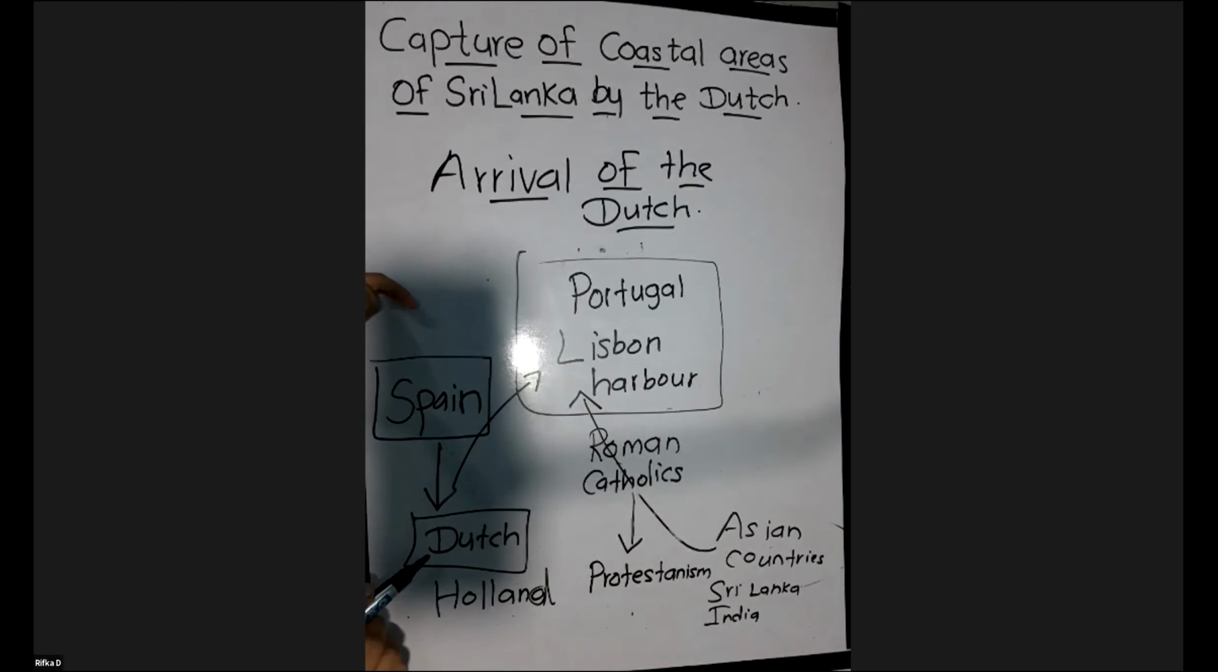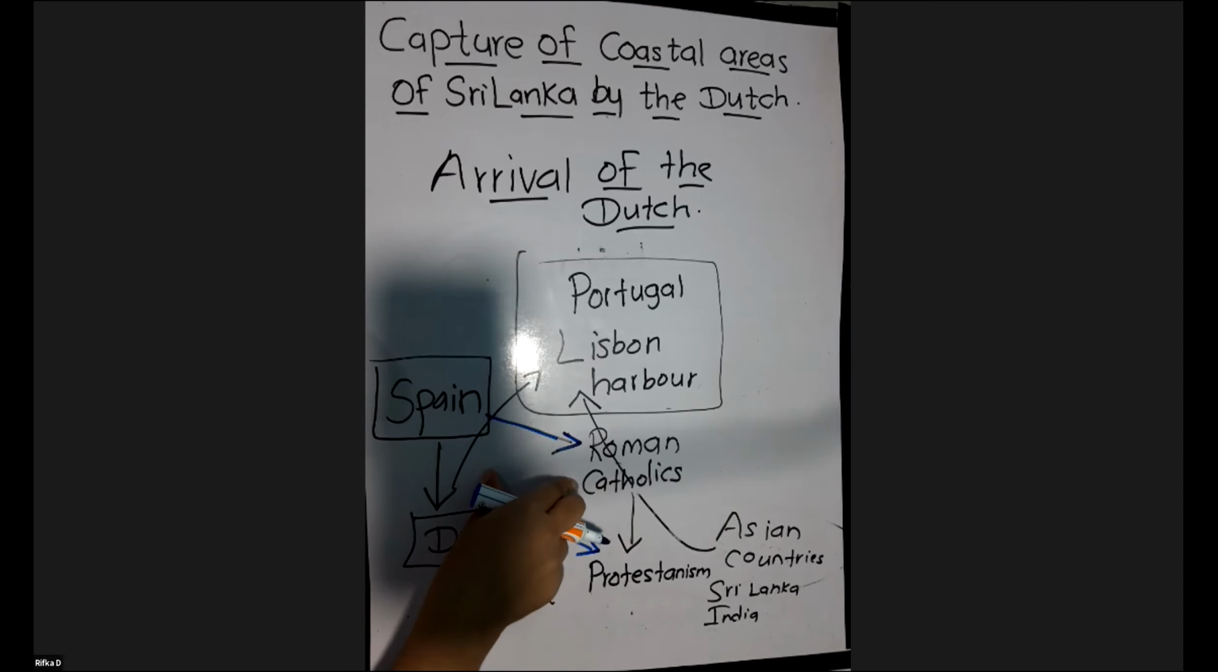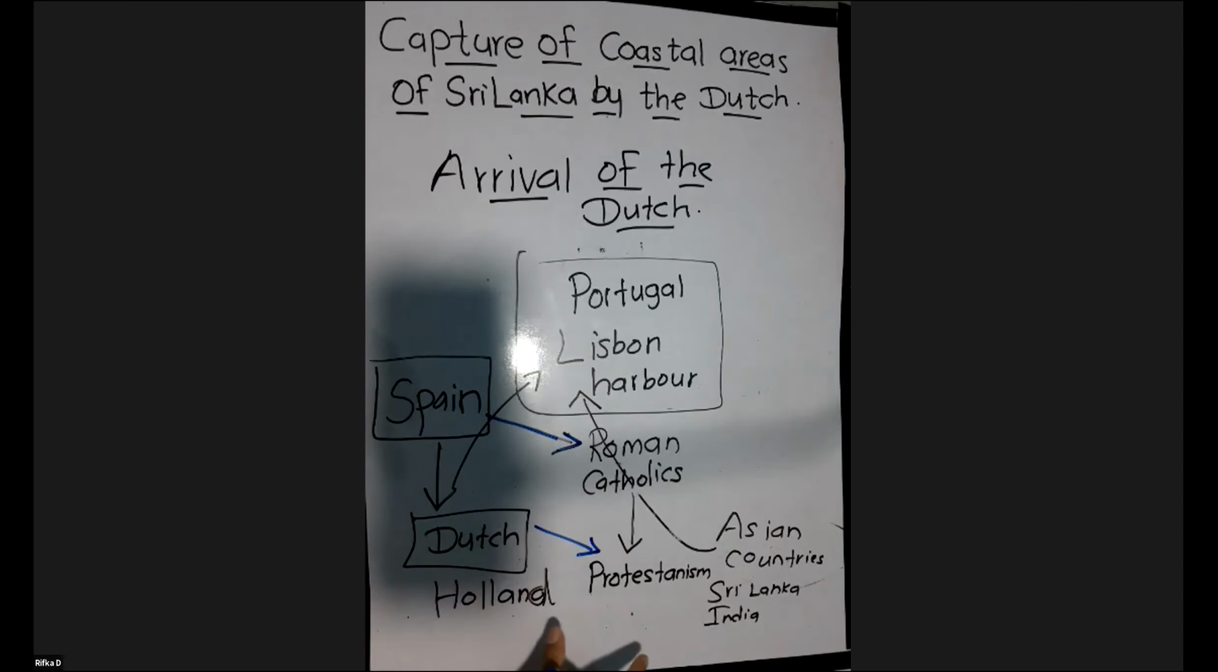Now I told you, the Dutch are under Spain. The Dutch, Holland, is a colony of Spain. Here the Spanish, the people who live in Spain, the nationality, we call them Spanish. They followed which religion? Roman Catholicism, right? Whereas the Dutch were Protestants. So the Spanish were Roman Catholics, whereas the Dutch were Protestants.